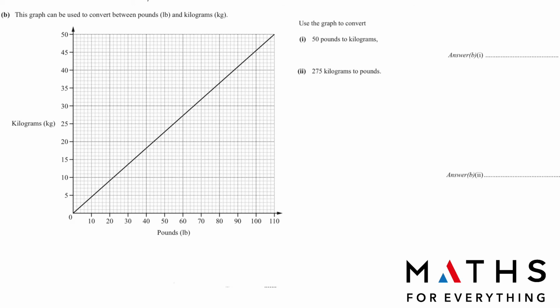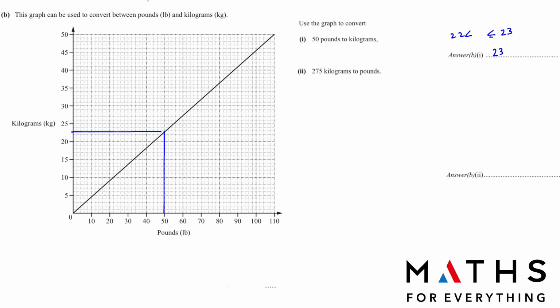We have been given a graph and we can use it to convert between pounds and kilogram. Use the graph to convert 50 pounds to kilogram. Pound is here, go up like this and find the corresponding value of kilogram. It's 23. You have any number between 22 to 23, it will be accepted. It has to be more than 22 and less than or equal to 23.